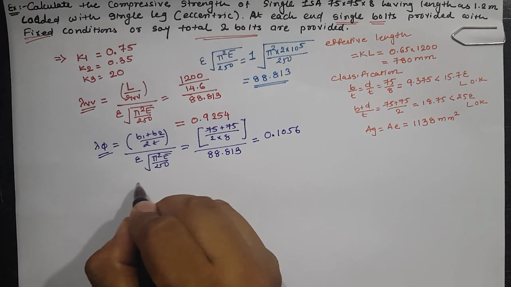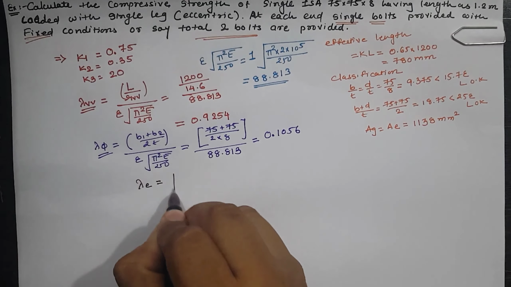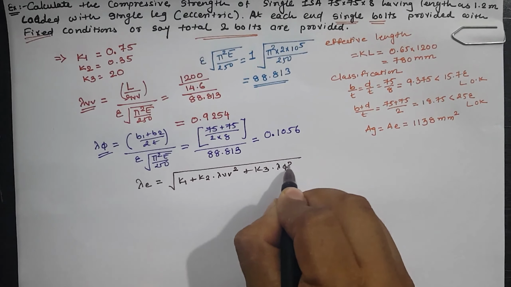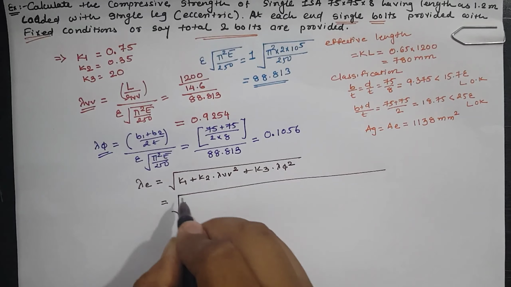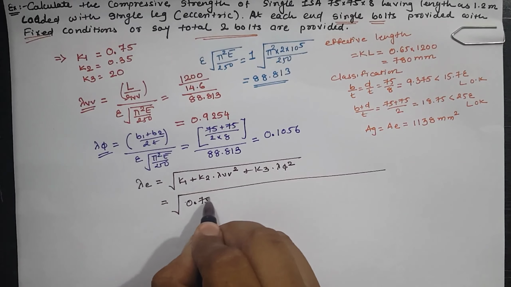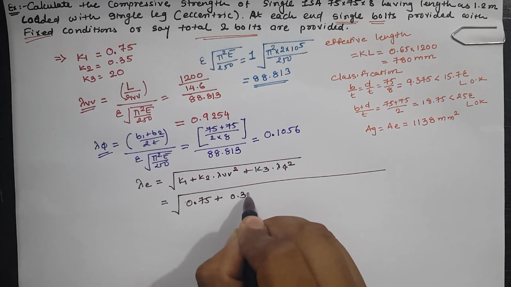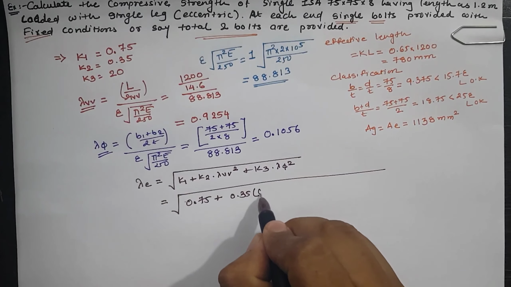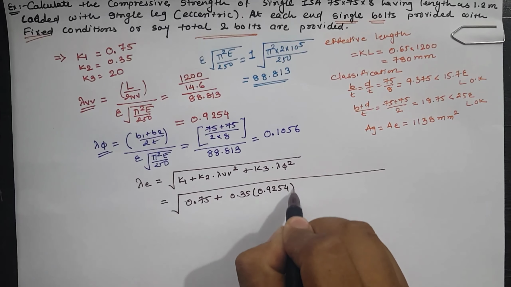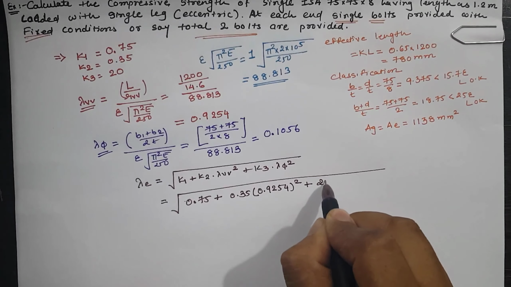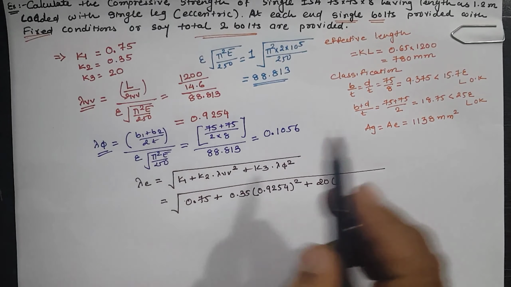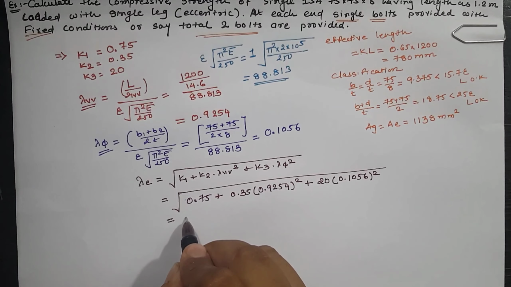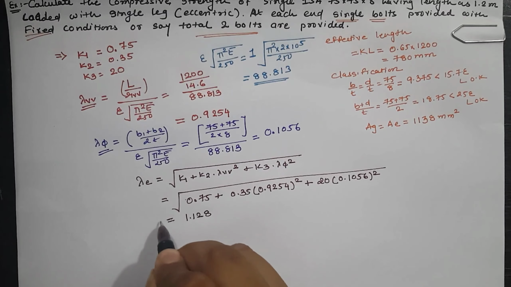Now going for the calculation of lambda E according to the clause, with all the values: K1 is equal to 0.75 plus K2 is equal to 0.35 into lambda VV square, which is 0.9254, plus K3 is equal to 20 into lambda phi square, which is 0.1056 square. Lambda E is equal to 1.128.